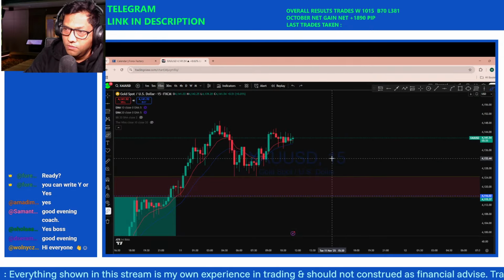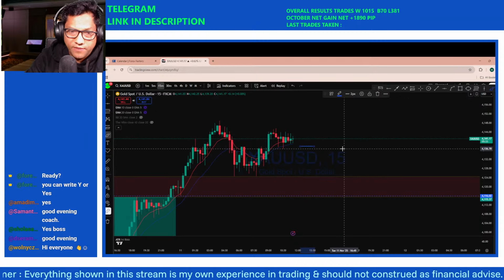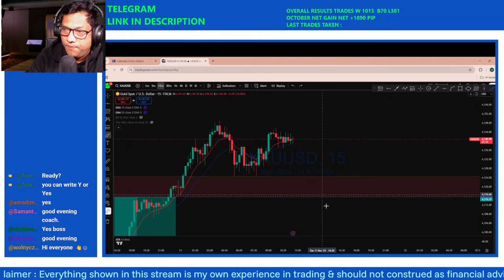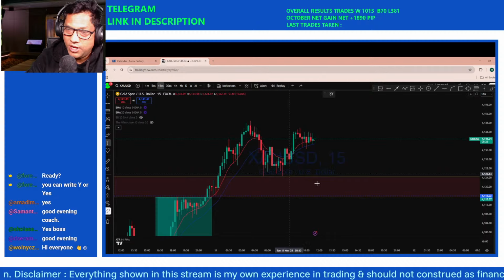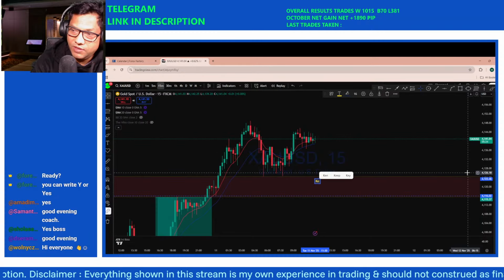Okay, so sideways in that area on the lower time frame, waiting for a potential move. This is the key level that we are looking at. First of all, identifying the key level is very important.